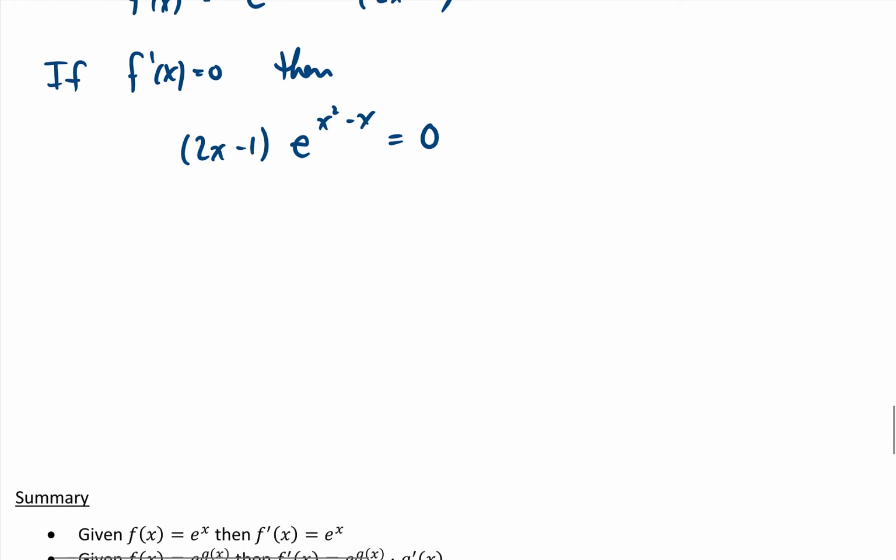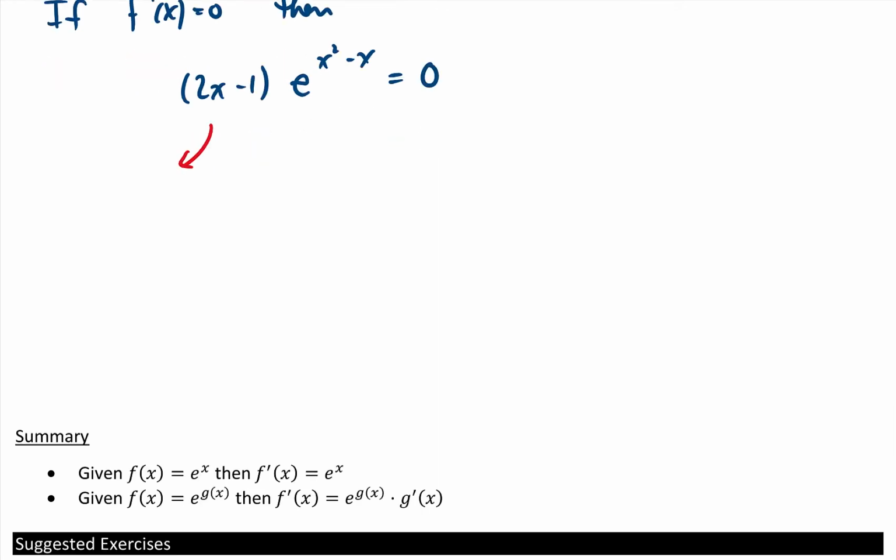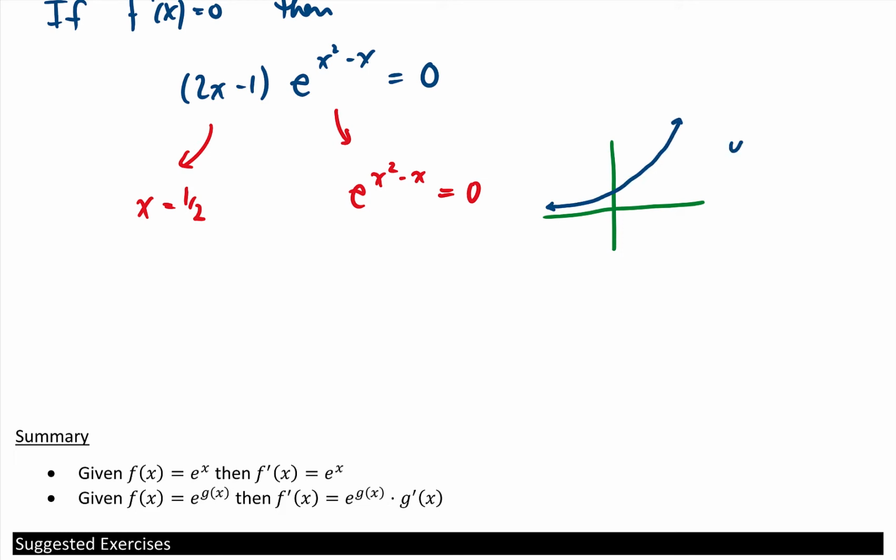So now we just need to solve for each factor. So the first one, that's x equals 1/2. 2x minus 1 equals 0 when x equals 1/2. And what about this one? We have e to the x squared minus x equals 0. When does that happen? Well, let's first look at a graph of an exponential function. So for an exponential function, the graph looks something like this, where the range of this graph, y, has to be greater than 0. And if that's the case, e to the x squared minus x can never equal 0.